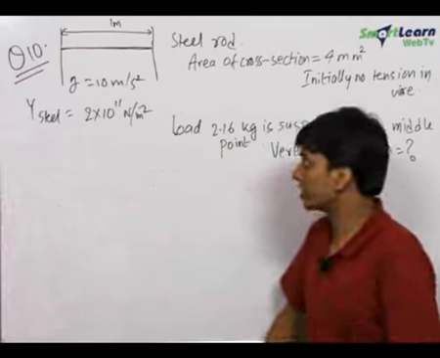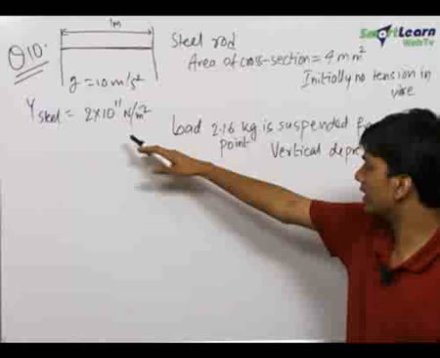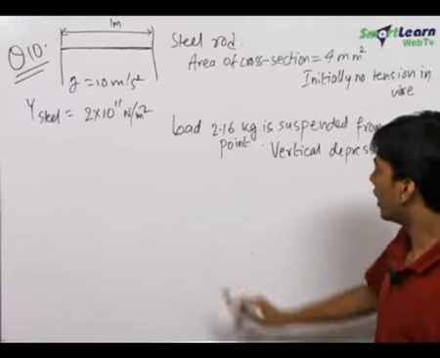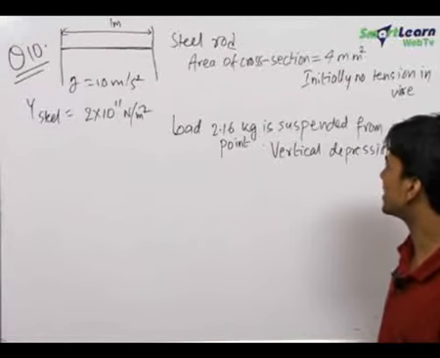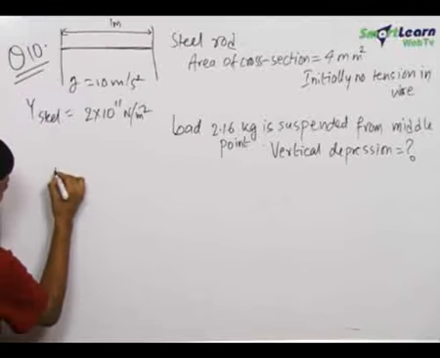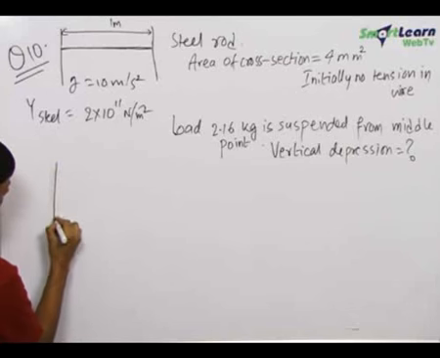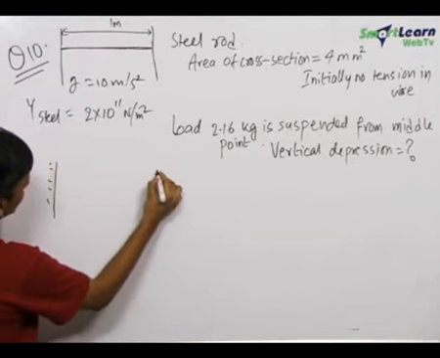Here's another interesting question. We have a steel rod whose area of cross section is given and its Young's modulus is given. Now what happens is that a load of 2.16 kg is suspended from the middle point of the wire. So we need to find out the vertical depression in the wire. Let us see this question.